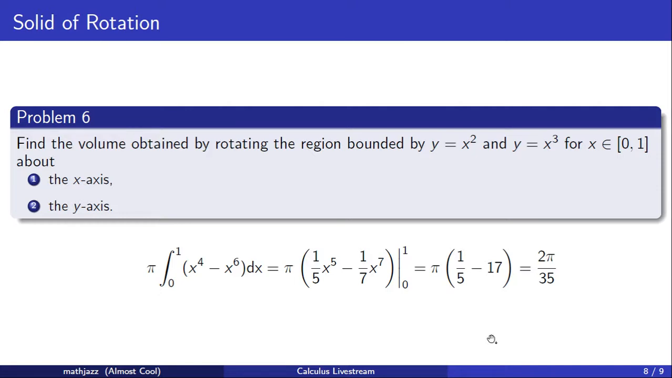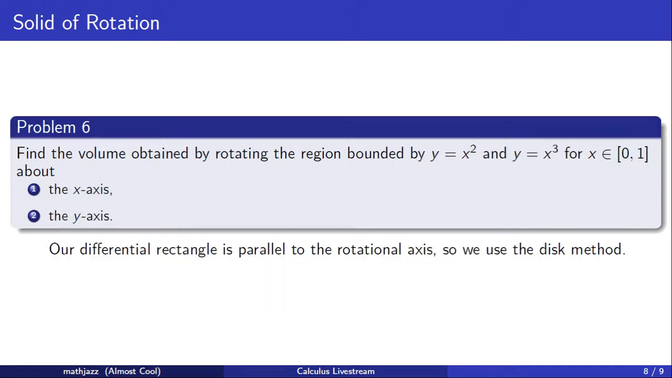Now, if we want to rotate this region around the y-axis, we can't use the disk method because the y-axis is vertical, and the rectangles that we decided to use are also vertical. So we have to use the shell method.